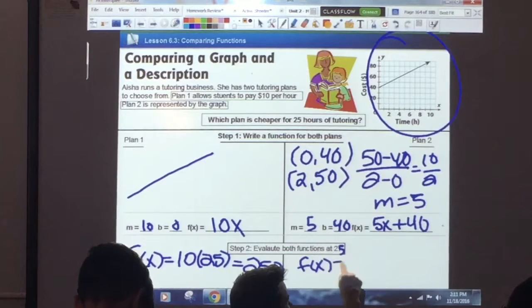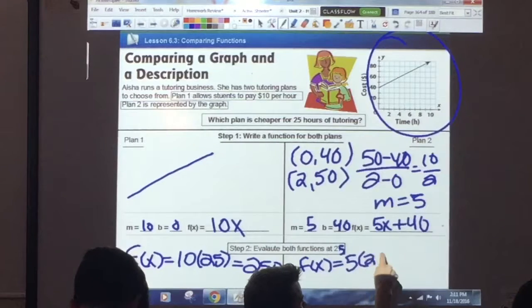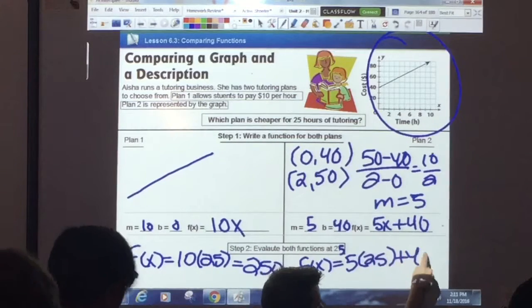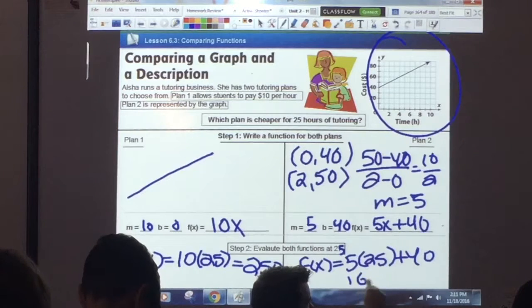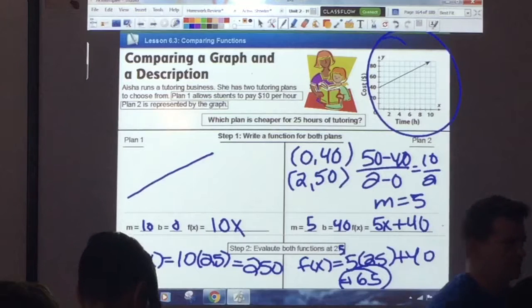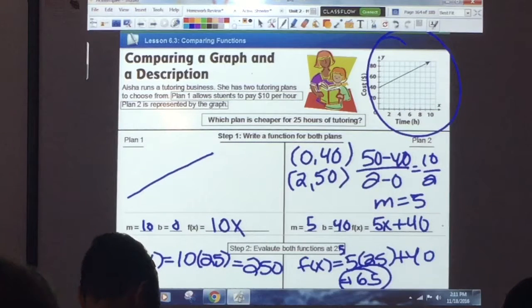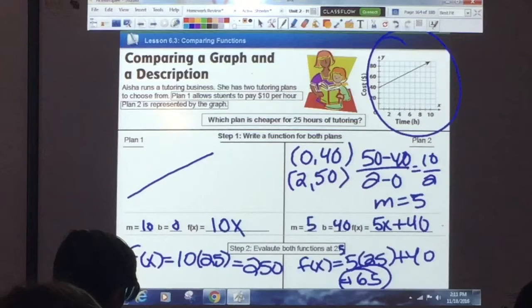F of x is equal to 5 times 25 plus 40. 5 times 25 is 125, plus 40 makes 165. So which plan is cheaper for 125 hours of tutoring, guys? Which plan? Plan 2 is cheaper by about $85.